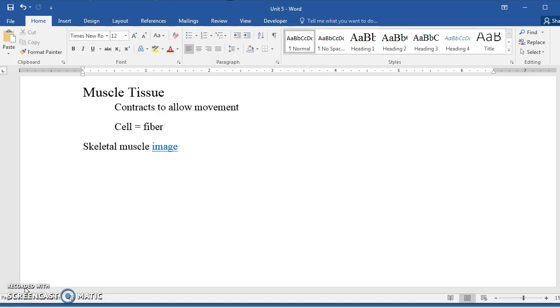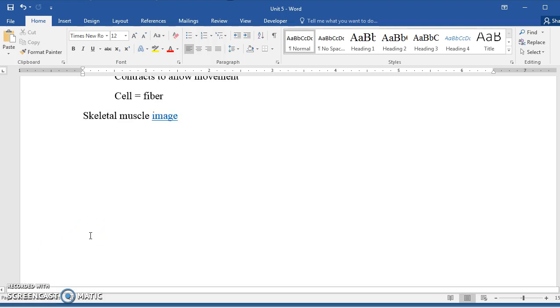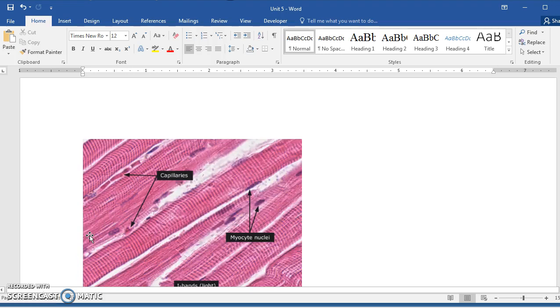When you're reading, or you may hear me use the terms interchangeably, cell is the same thing as fiber. So muscle cell, muscle fiber, same things. I've got three different types of muscle to talk about, and skeletal muscle is the first type.